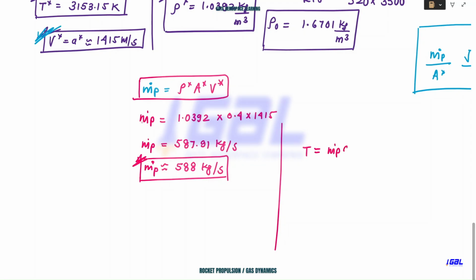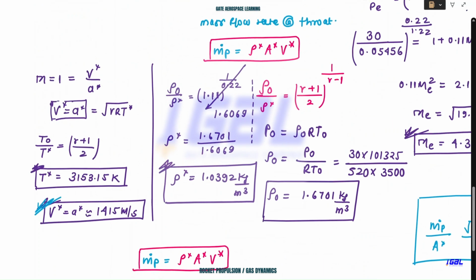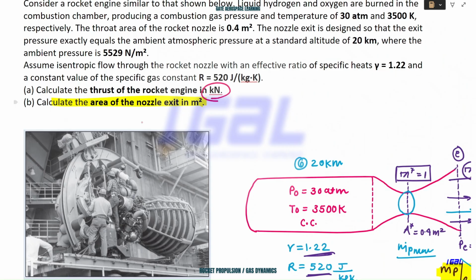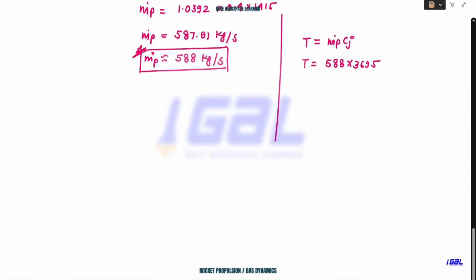So that is nothing but m dot p into Cj. Now everything is known to you. Substitute everything: 588 multiplied by Cj. Now Cj is 3695. Don't forget that they have told you to calculate the thrust in kilonewton, so we need to divide the complete value by 1000, or 10 to the power 3. So thrust will be this value, guys. Please verify whether you are getting this or not. You should be getting a value around this.